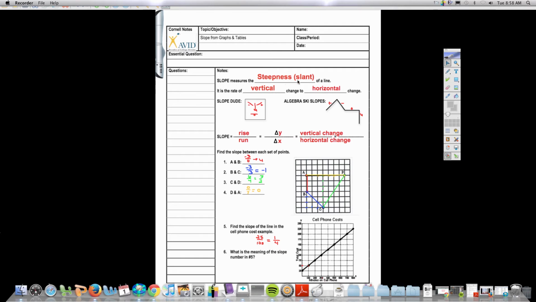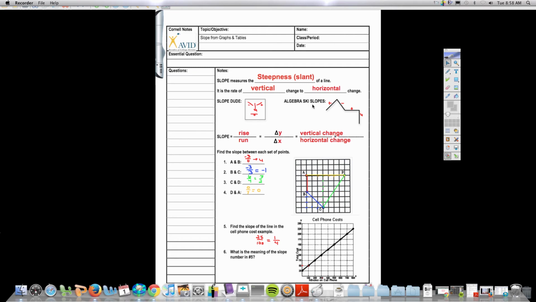Slope is the measure of the steepness of a line. It's the slant of a line. It's the comparison of the vertical change, how much up and down it goes, to the horizontal change, which is how much side to side it goes. So vertical over horizontal. You've got your negative slope, your undefined slope, your positive slope, and then a straight line is your zero slope.